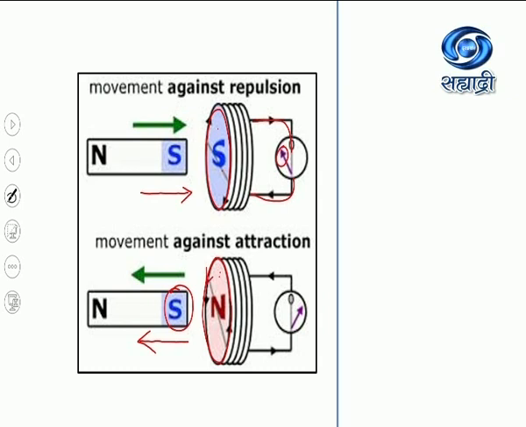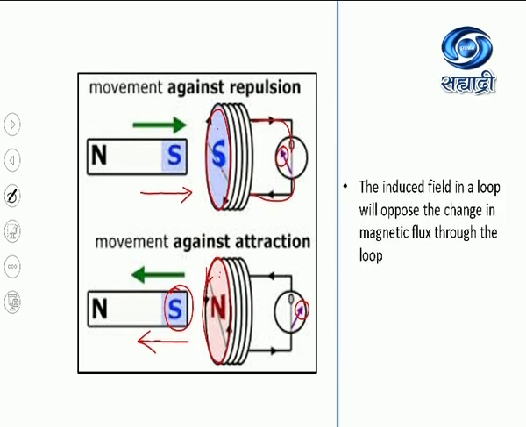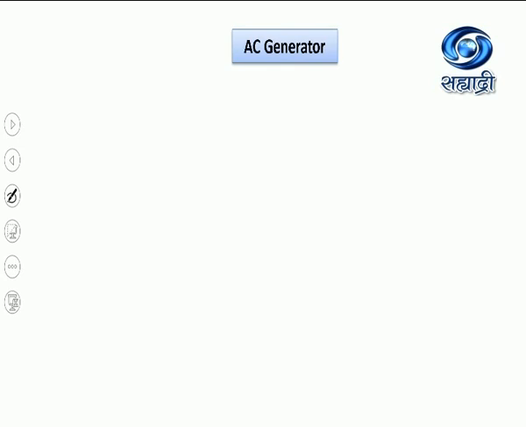Now here we can see that the direction of the current flowing through the coil is reverse, and that's why the deflection produced in the galvanometer is on the reverse side. So the coil will generate its own magnetic field, or its own EMF or induced current, which will try to oppose the relative motion between the coil and the magnet, and it is opposing the change of flux passing through the coil. So the induced field in a loop will oppose the change in the magnetic flux through the loop. After that, the next topic is the AC generator.